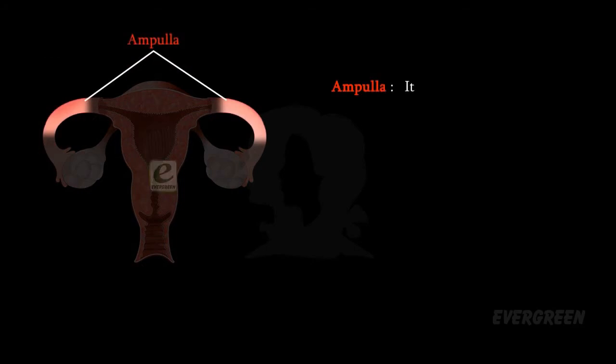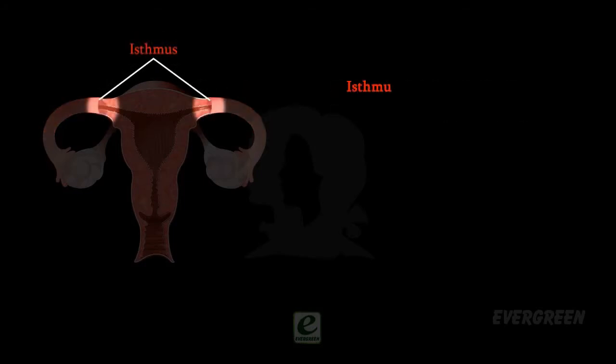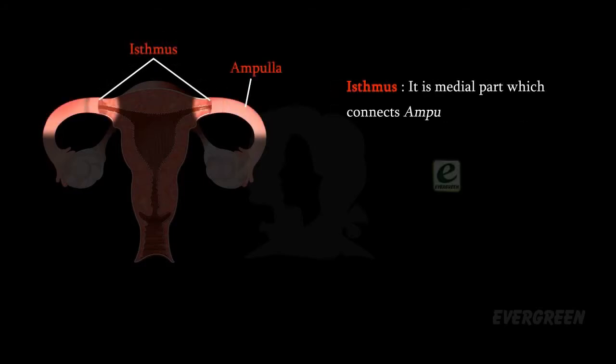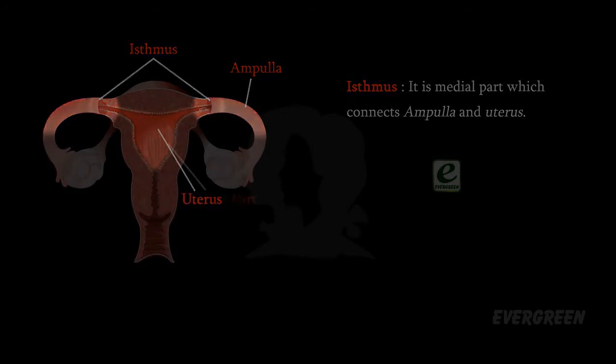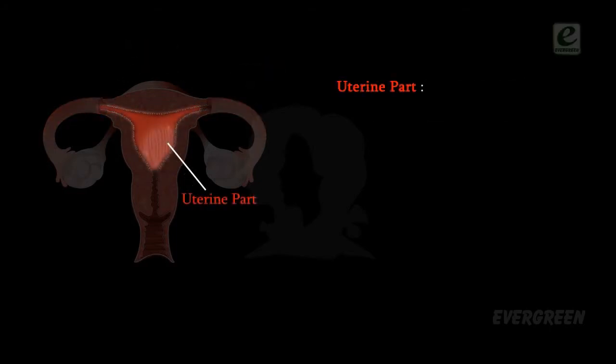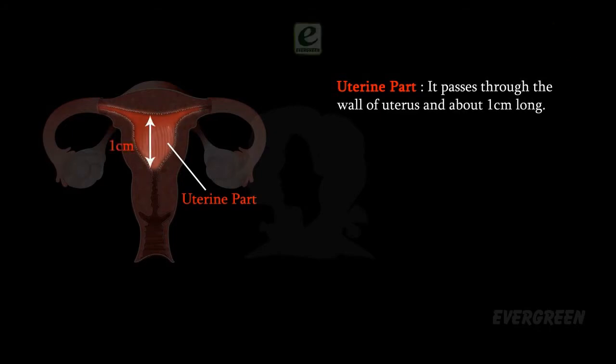Ampulla. It is 5 cm in length. Fertilization takes place in this part. Isthmus. It is the medial part, which connects the ampulla and uterus. Uterine part. It passes through the wall of the uterus and is about 1 cm long.